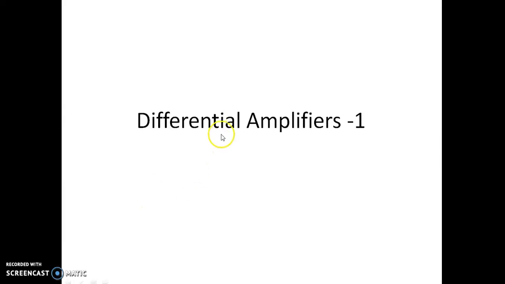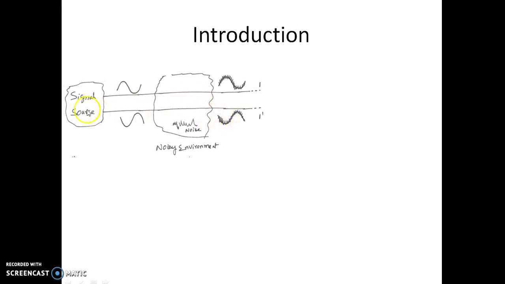In this video, we shall see the differential amplifiers. So, in the introduction, let us consider a signal source which is generating an AC signal. It has two lines, and these two wires are relatively close to each other.